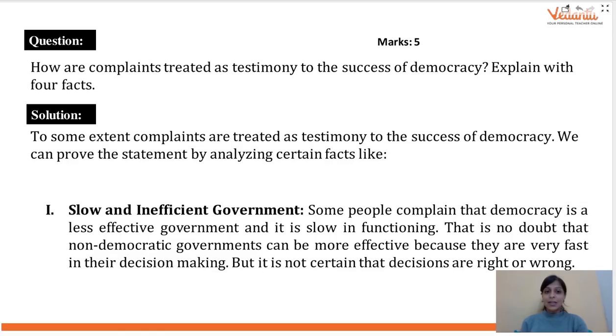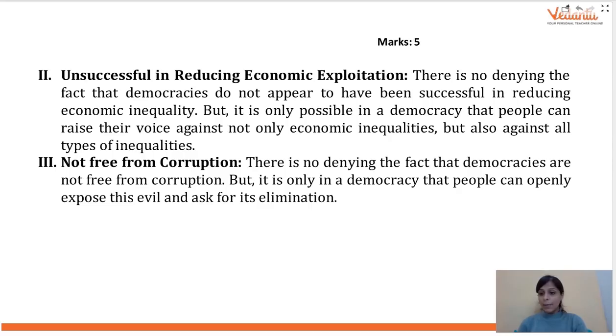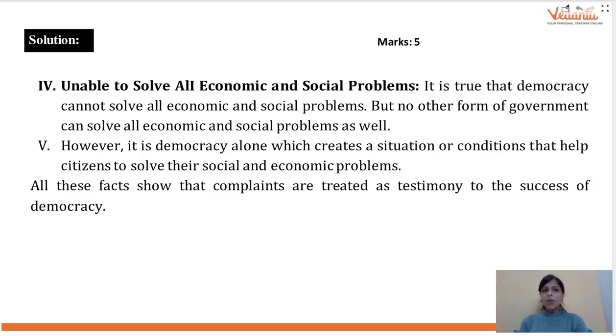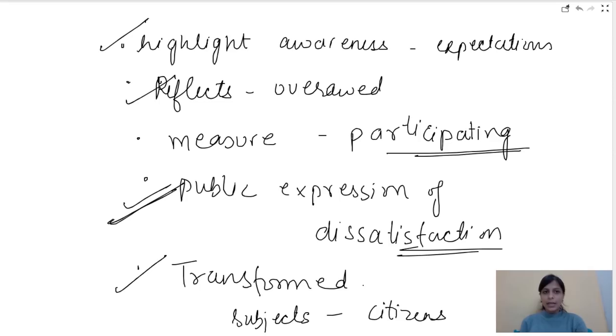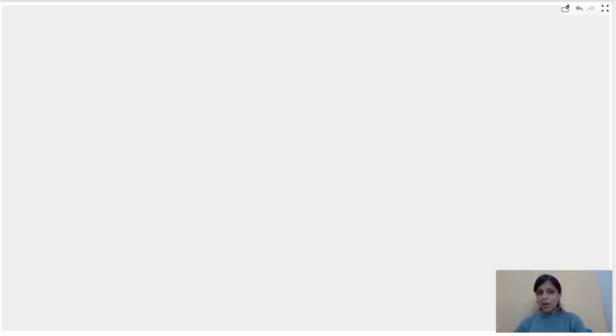So let's see, the answer is complaints means there is slow and inefficient government. There's something wrong with the government. Unsuccessful, or maybe it is unsuccessful in reducing the economic exploitation. Not free from corruption. Other points that you can discuss apart from what we've discussed, and also unable to solve economic problems. So these are the points that you can take into consideration. How are the complaints treated as a testimony? So whatever I talked about, apart from that, you can talk about these points also and summarize your answer.